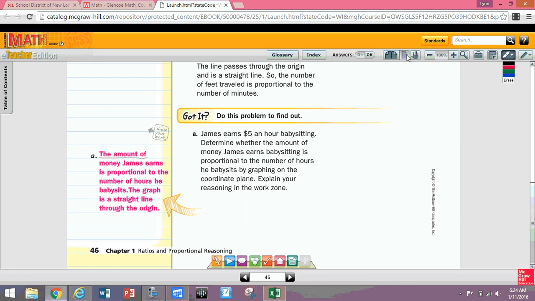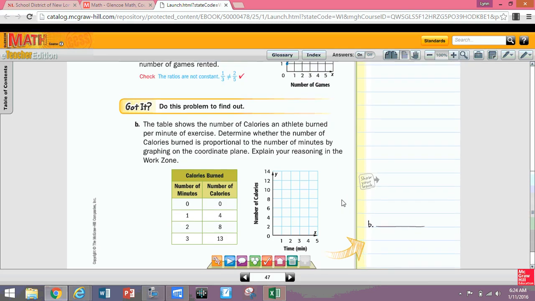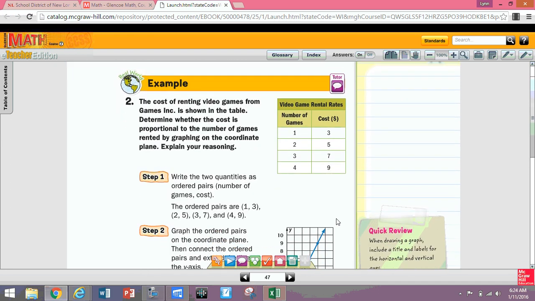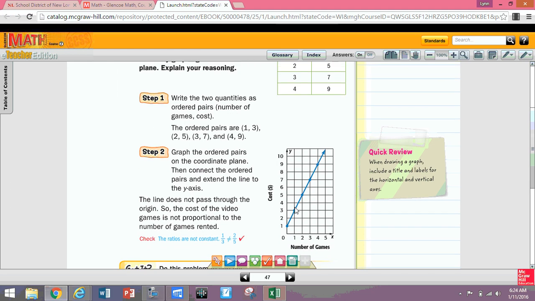Okay. So let's go on to example number 2. Example number 2 has the cost of renting a video game from Games Inc. shown in the table. Determine whether the cost is proportional to the number of games by graphing it on a coordinate plane. So first game is $3, second game is $5, third game is $7, fourth game is $9. Okay? So you write those ordered pairs on your graph. The ordered pairs are (1, 3), (2, 5), (3, 7), (4, 9).